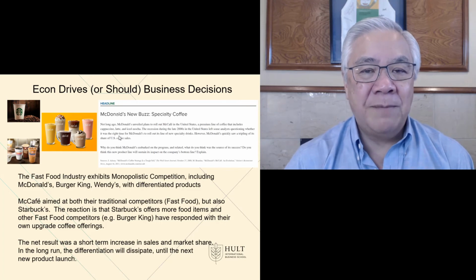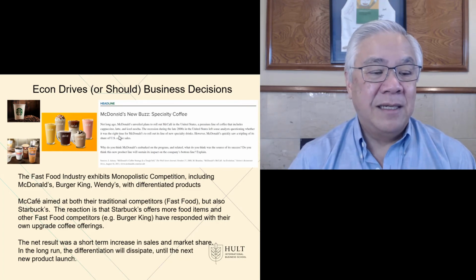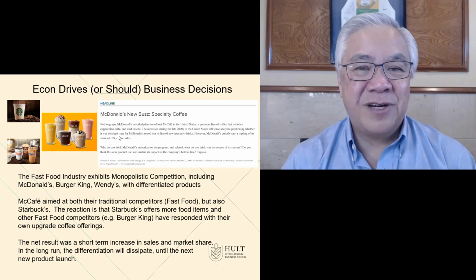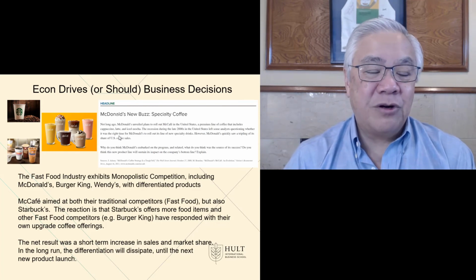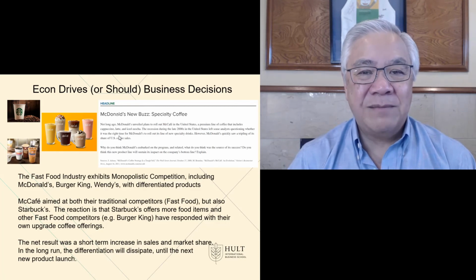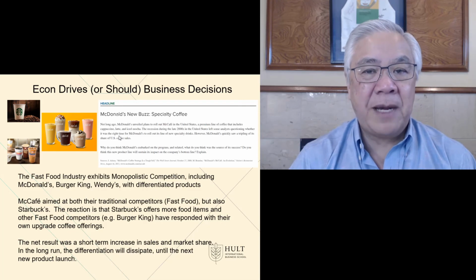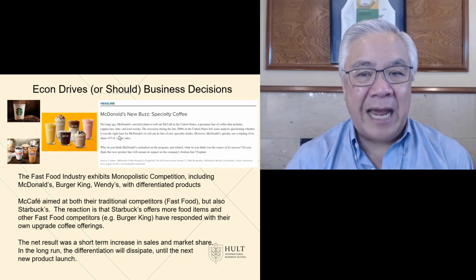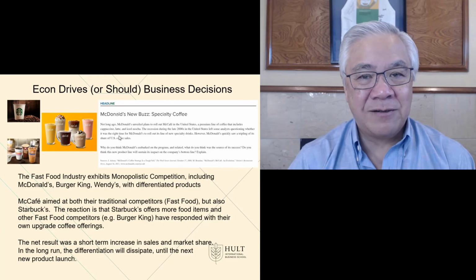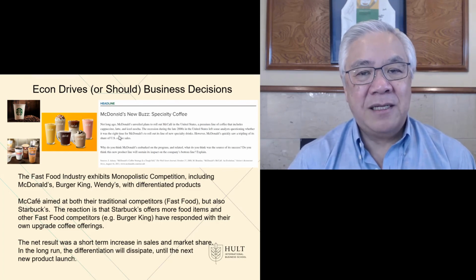Now, in the long run, differentiation will dissipate because others will react. In this example, you can't quite see the picture as clearly here, but Burger King reacted with their own line of coffee, and Starbucks reacted by adding more food items. So we're seeing that differentiation by one competitor leads to reaction and response from other competitors. So pretty clear example of a monopolistically competitive market.